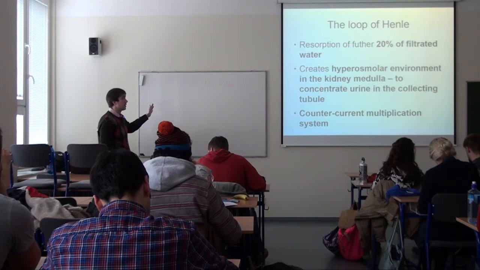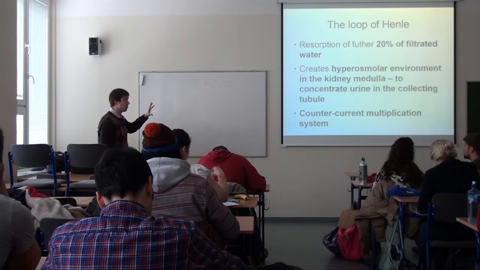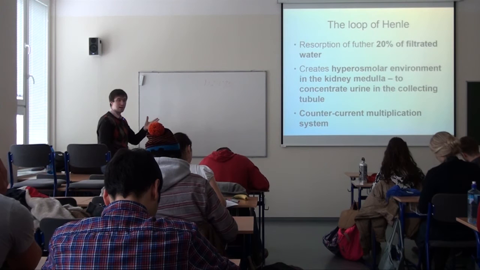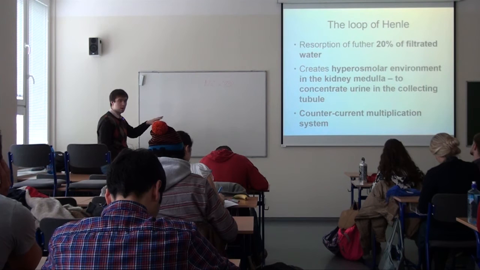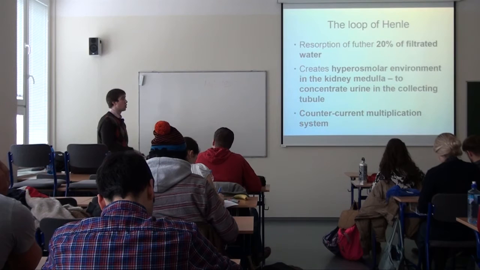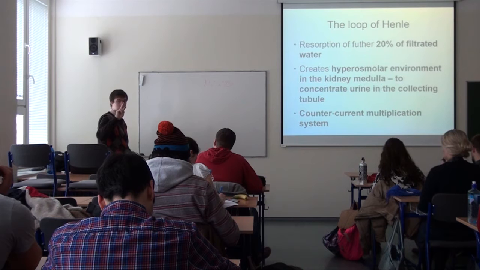What's the function of Henle's loop? In Henle's loop, you resorb a further 20% of water and ions, yes? So in the proximal tubule it was 70% of water, and here we resorb another 20%, yes? So after Henle's loop, you have only 10%. It means about 16, 18 liters of urine.